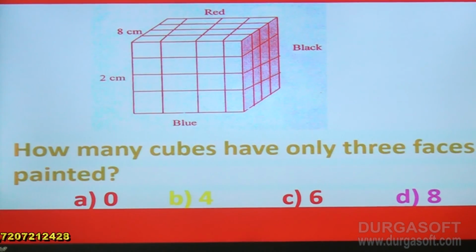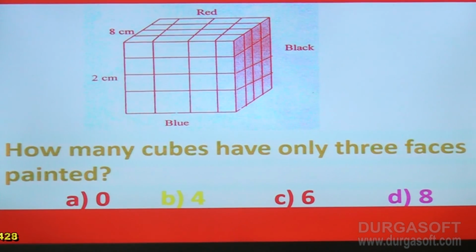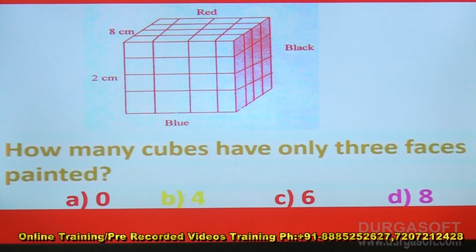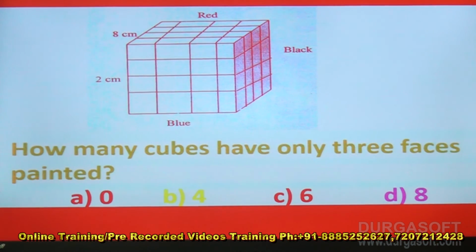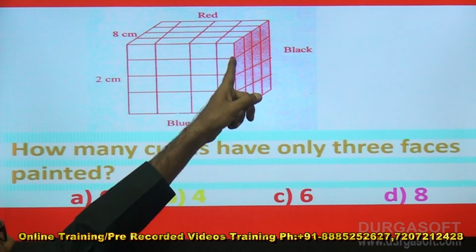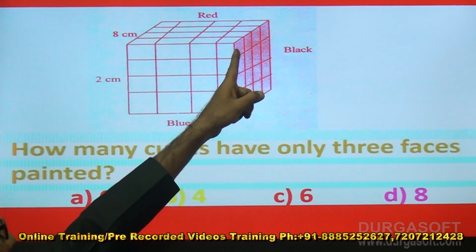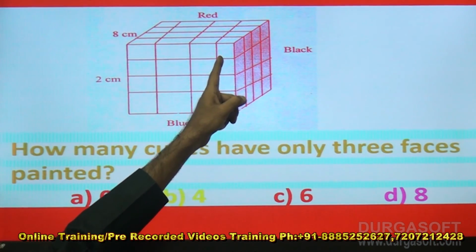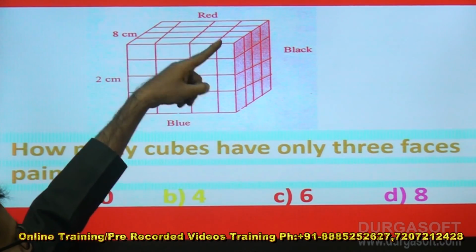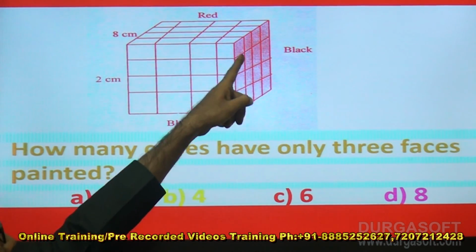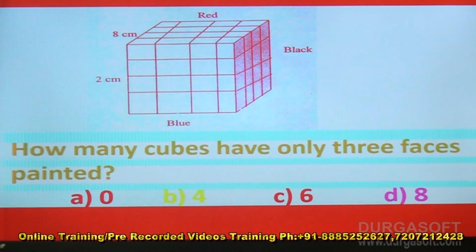Let us take another question. How many cubes have only 3 faces painted? Observe carefully which cube is painted on 3 faces. It is very clear, only the corner cubes are painted on 3 faces. Let us take this corner cube and observe where it is painted. Here this side, the right view, is painted by black, this is the front view painted by blue, and the top view is painted by red. So this is the cube which is painted on 3 faces.